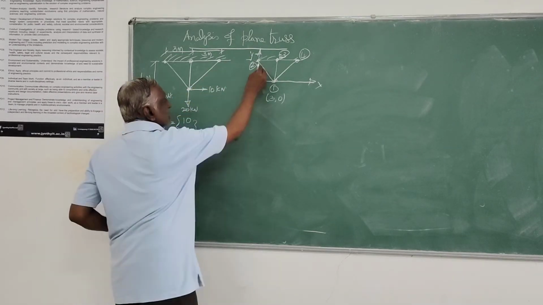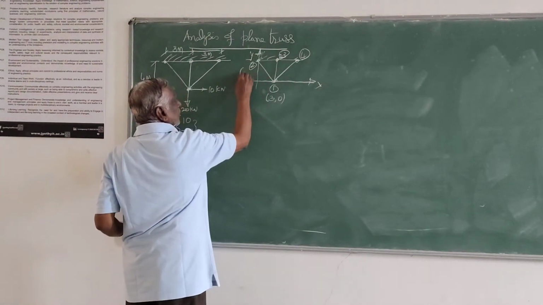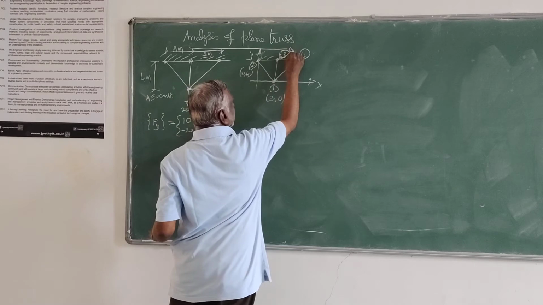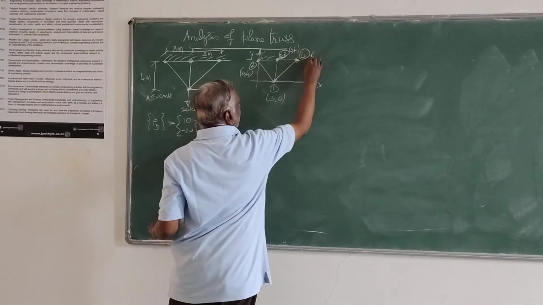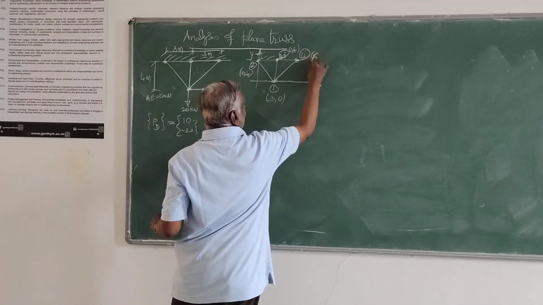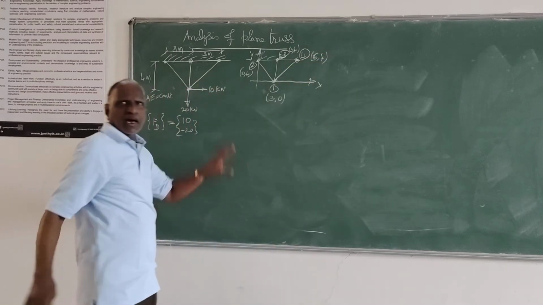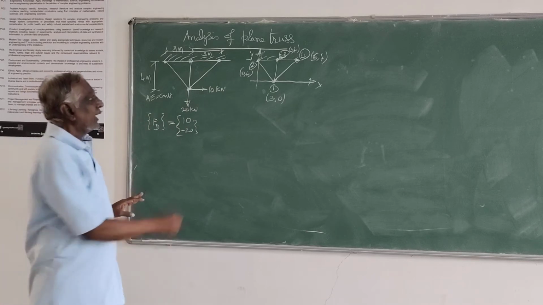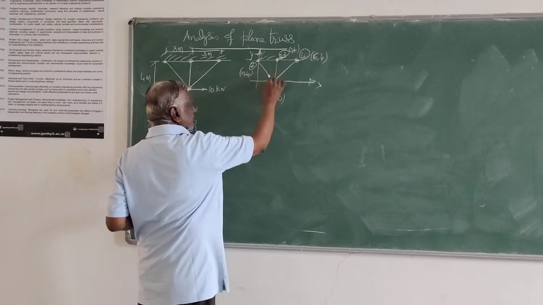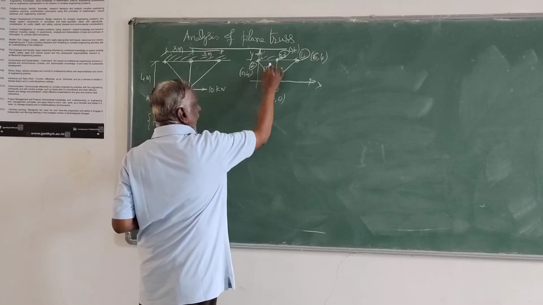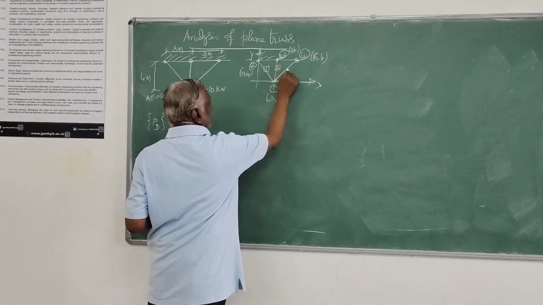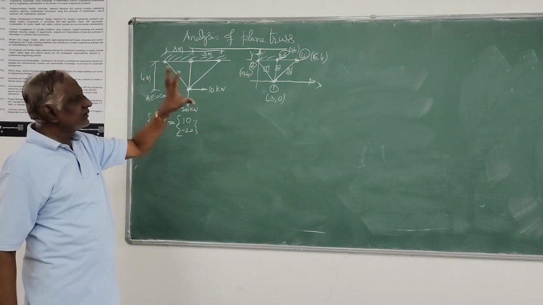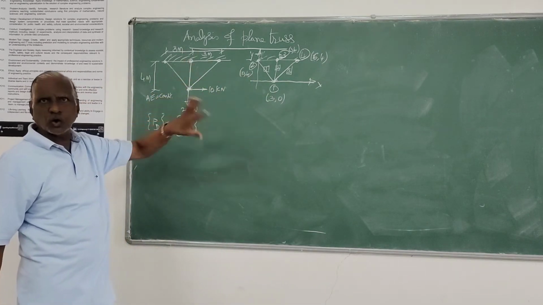Here x coordinate is 0 for point 2, y coordinate is 4. Here x coordinate is 3, y coordinate 4. Here x coordinate is 6, y coordinate is 4. I will determine the coordinates of the points, and this member I will call member 1, this member 2, this member 3. This is the information which I have with respect to global coordinates.